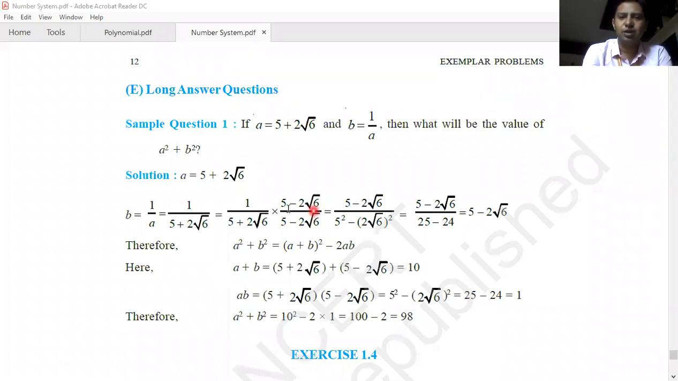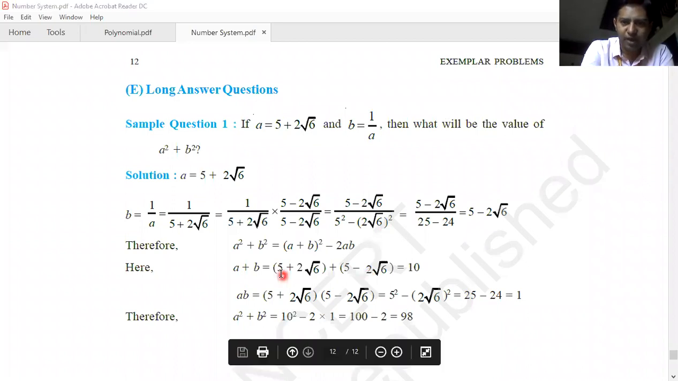After rationalizing the denominator, 1 into 5 minus 2 root 6 will be 5 minus 2 root 6 as it is. Here (a plus b)(a minus b) will be 5 square minus 2 root 6 square. 2 root 6 square is 2 square, 4, and root 6 square, 6. 4 sixes are 24, that is 25 minus 24. We'll be left with 5 minus 2 root 6. Now a plus b is 5 plus 2 root 6 plus 5 minus 2 root 6, and this 2 root 6 will get cancelled. We'll be left with 5 and 5, that is 10. So a plus b is nothing but 10.